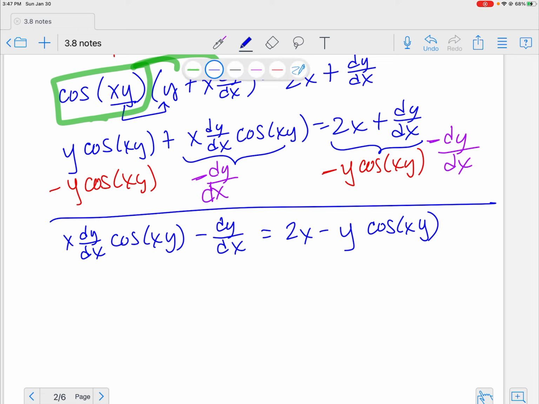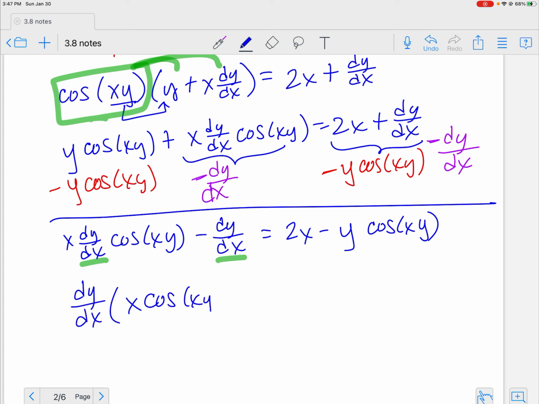And then I have this dy dx in common, so I can factor that out. So if I factor out a dy dx, I'm left with x cosine xy minus 1. You have to have that 1. That is still a term, right? If I divide by the same thing on the top and the bottom, I still have a 1. You divide that dy dx out, you still have that 1. You can't forget it. It's important. So minus y cosine xy.